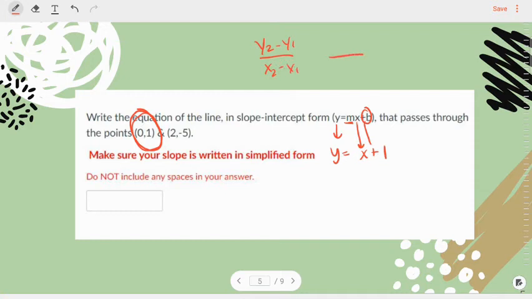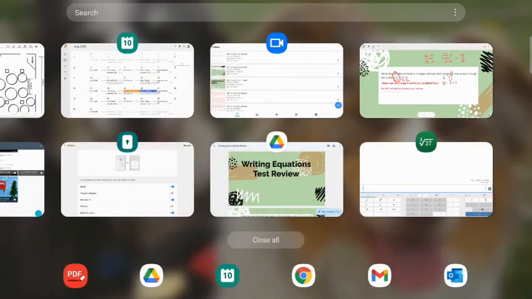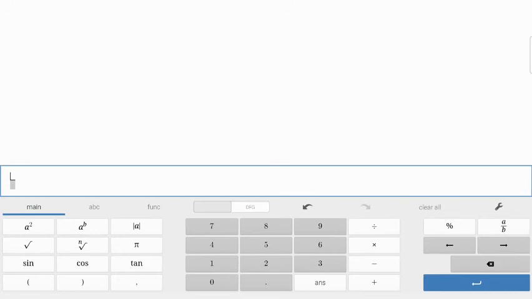I'm going to make my fraction. I'm going to label them and plug them in. So -5 minus 1 on top and 2 minus 0 on bottom. -5 minus 1 is -6. 2 minus 0 is 2. And I can test that in my calculator to see what it simplifies to.